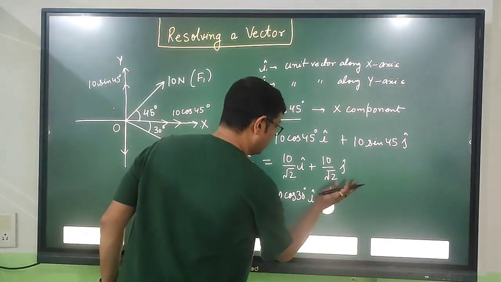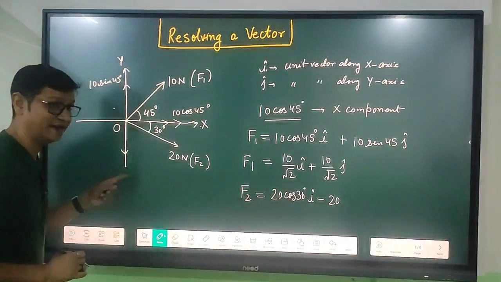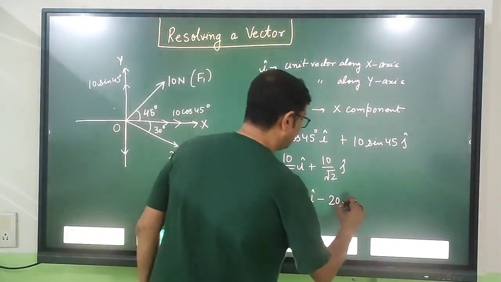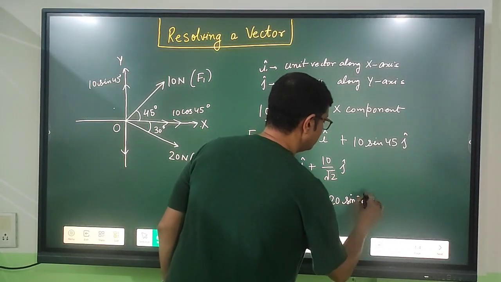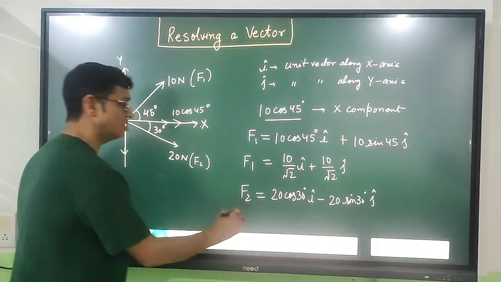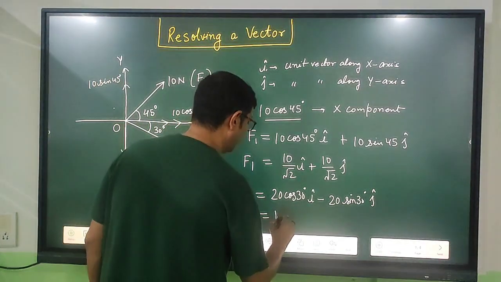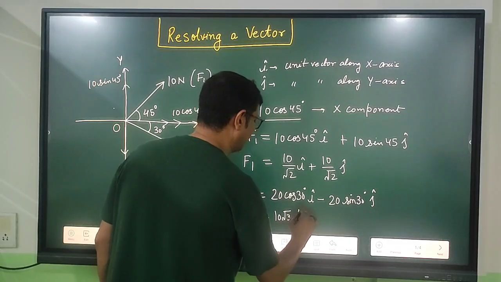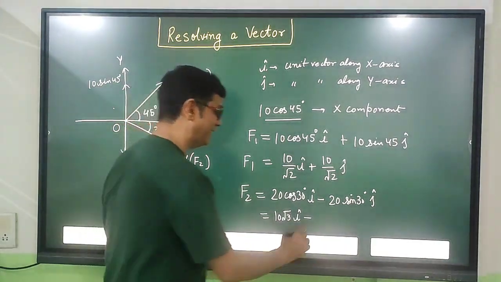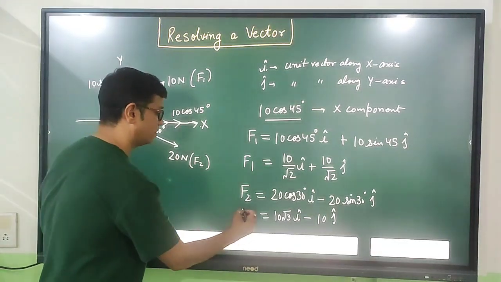So this has to be written as minus 20 sine, because the angle has been given from the x-axis, so the y component would be sine 30. So this is 20 sine 30 times j cap. This is how you have resolved this. You can plug in the values. Cos 30 is root 3 by 2, so this will be 10 root 3 i cap minus, sine 30 is 1 by 2, and 1 by 2 of 20 is 10, so minus 10 j cap. Right. So this is your F2 vector.